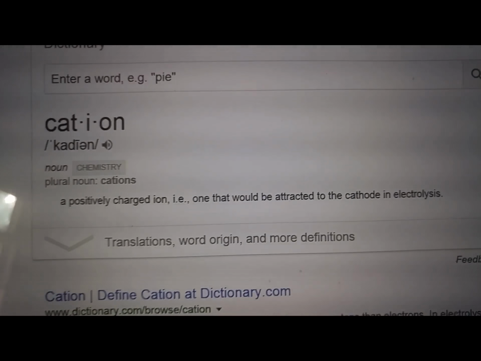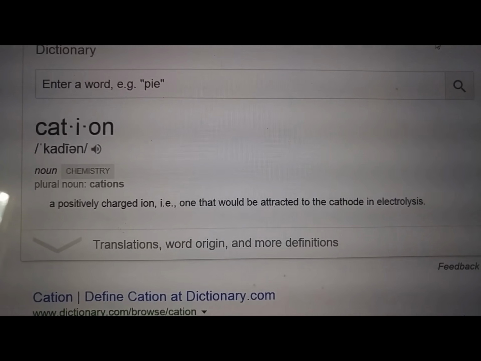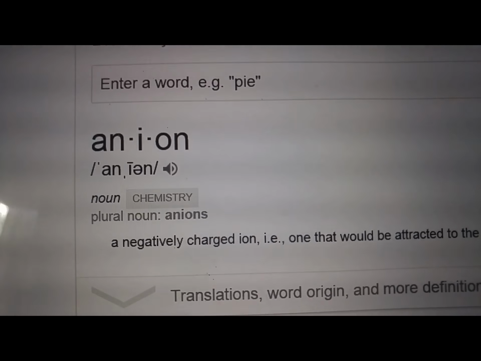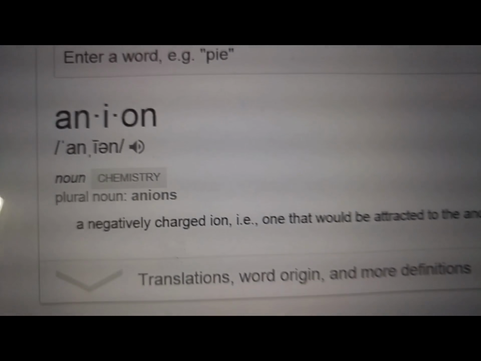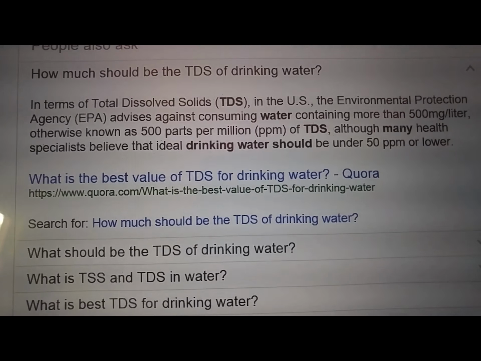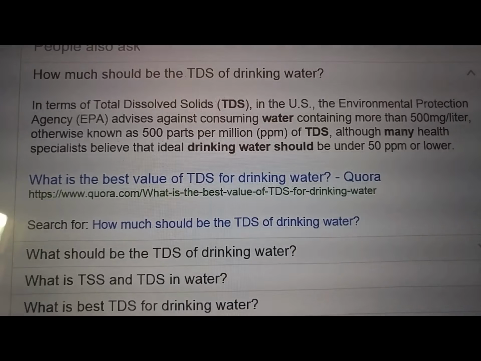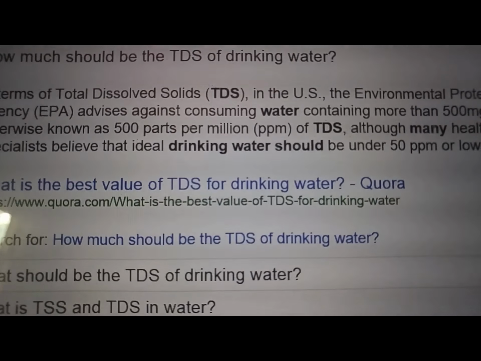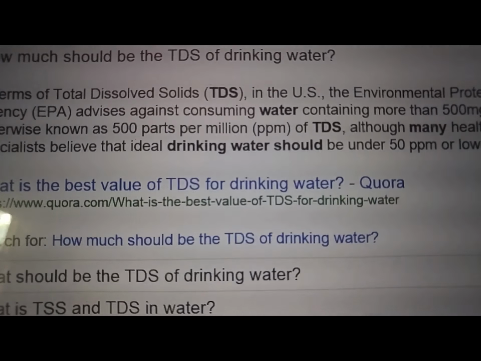Cations: positively charged ion, one that would be attracted to the cathode in electrolysis. Anion: a negatively charged ion, one that would be attracted to the anode in electrolysis. So now we know what cations and anions are. I find it astounding that the EPA recommends as safe drinking water containing 500 parts per million of total dissolved solids. That is astounding.